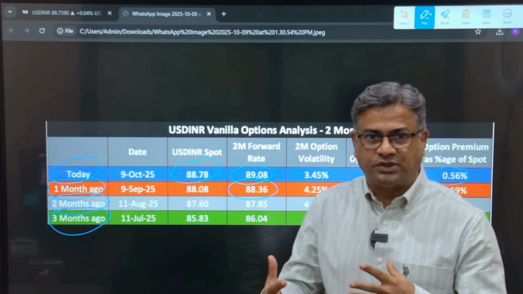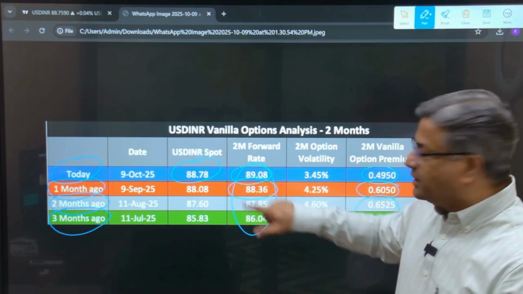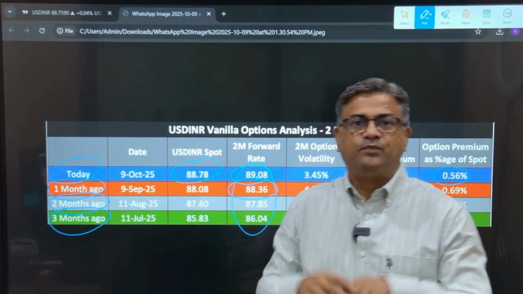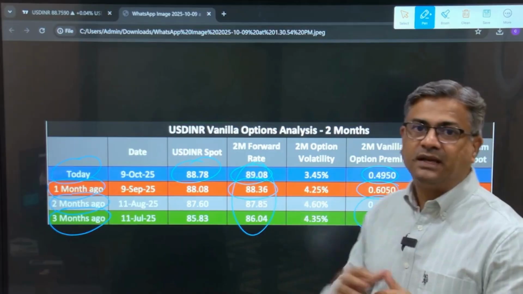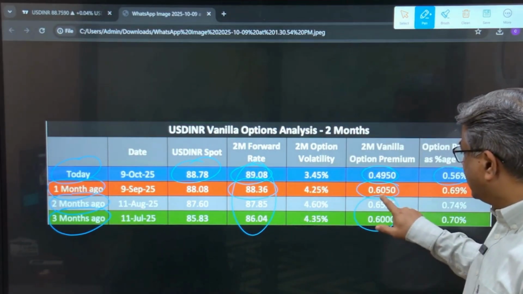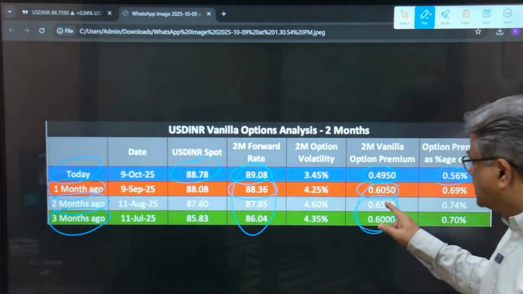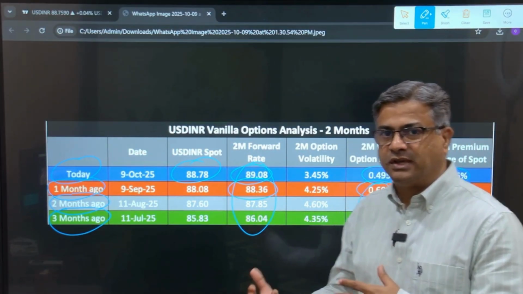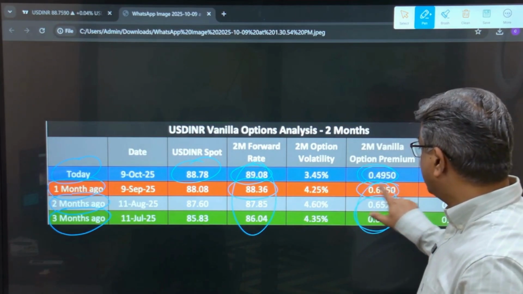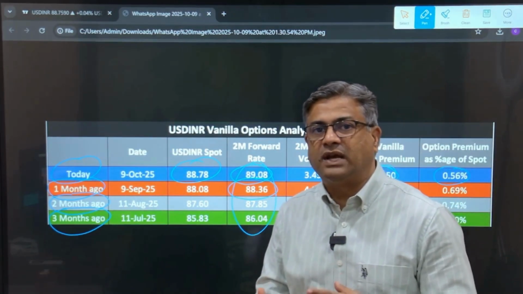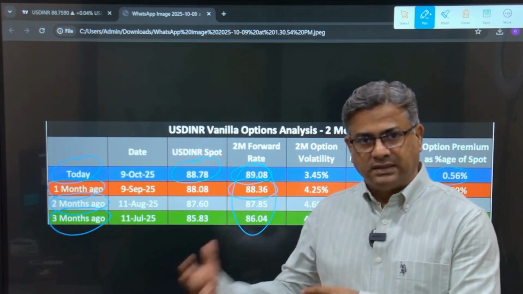This is a 2-month option where my strike price is equal to the forward rate. I am not going in the money or out of the money, I am choosing a strike price which is equal to the forward rate. So for that strike price, the 2-month at the money option cost, about 1 month, 2 months, 3 months ago, was around 60 to 65 paisa, and today that cost is around 49 paisa. The primary reason for that is the reducing volatility that I showed through the Bollinger Band chart just a while ago.